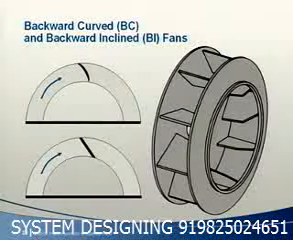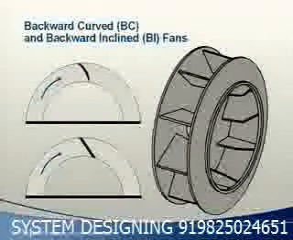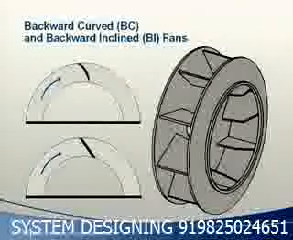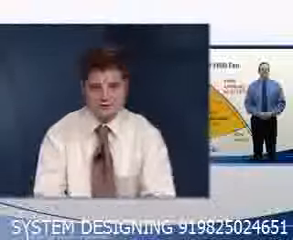A backward curved or BC fan has shaped blades that are curved away from the direction of wheel rotation. A backward inclined or BI fan has flat blades that are slanted away from the direction of wheel rotation. The more rugged construction of a BC or BI fan allows them to operate at higher speeds than that of FC fans, making them suitable for higher pressure applications.